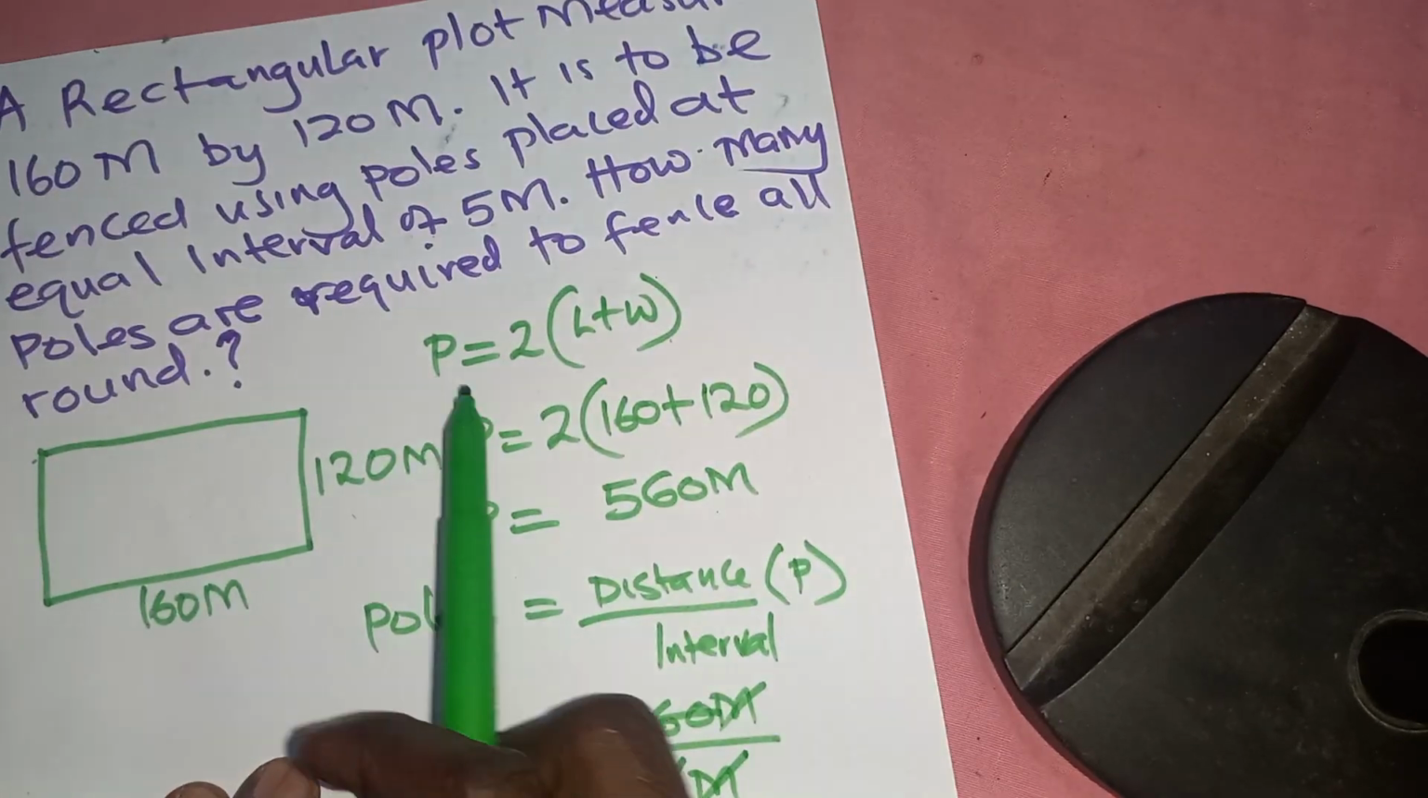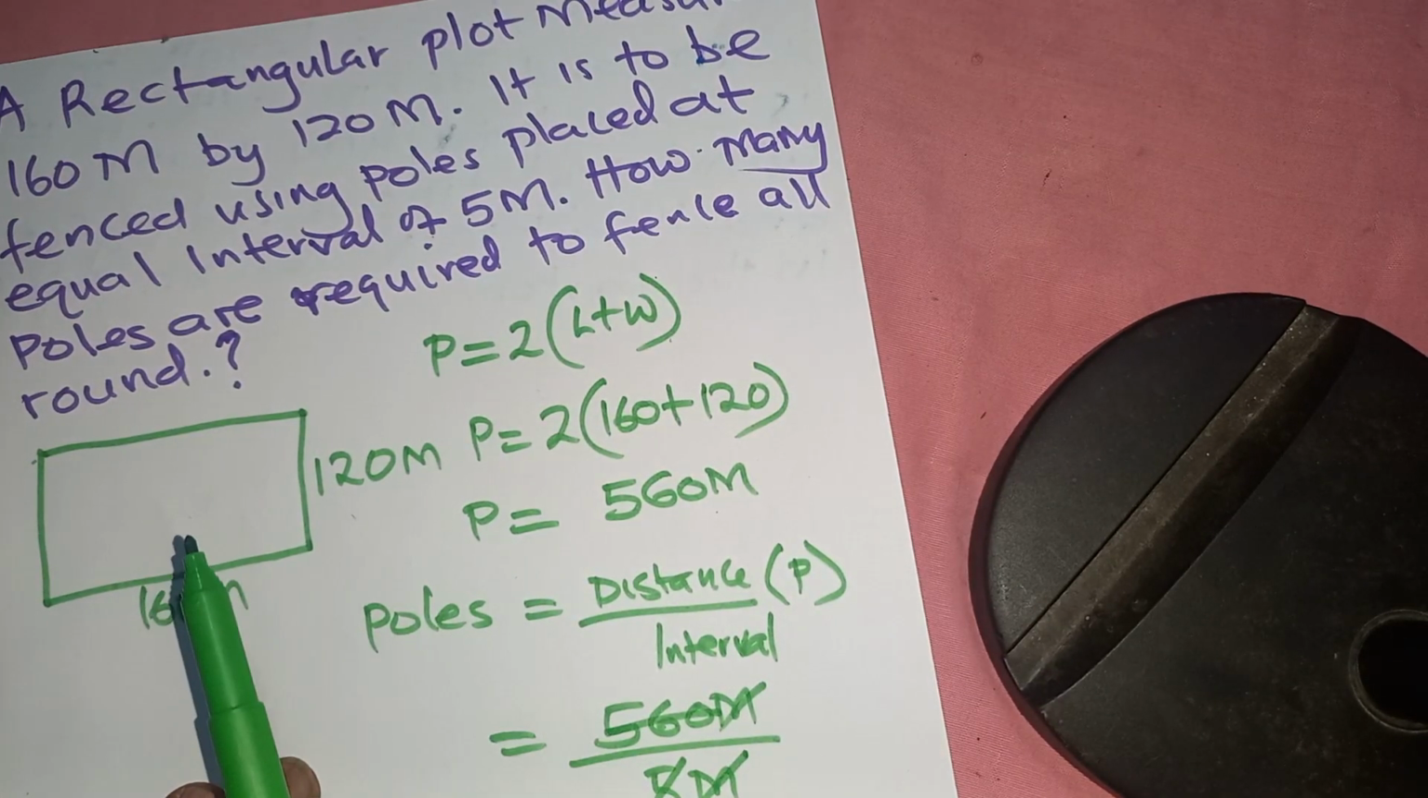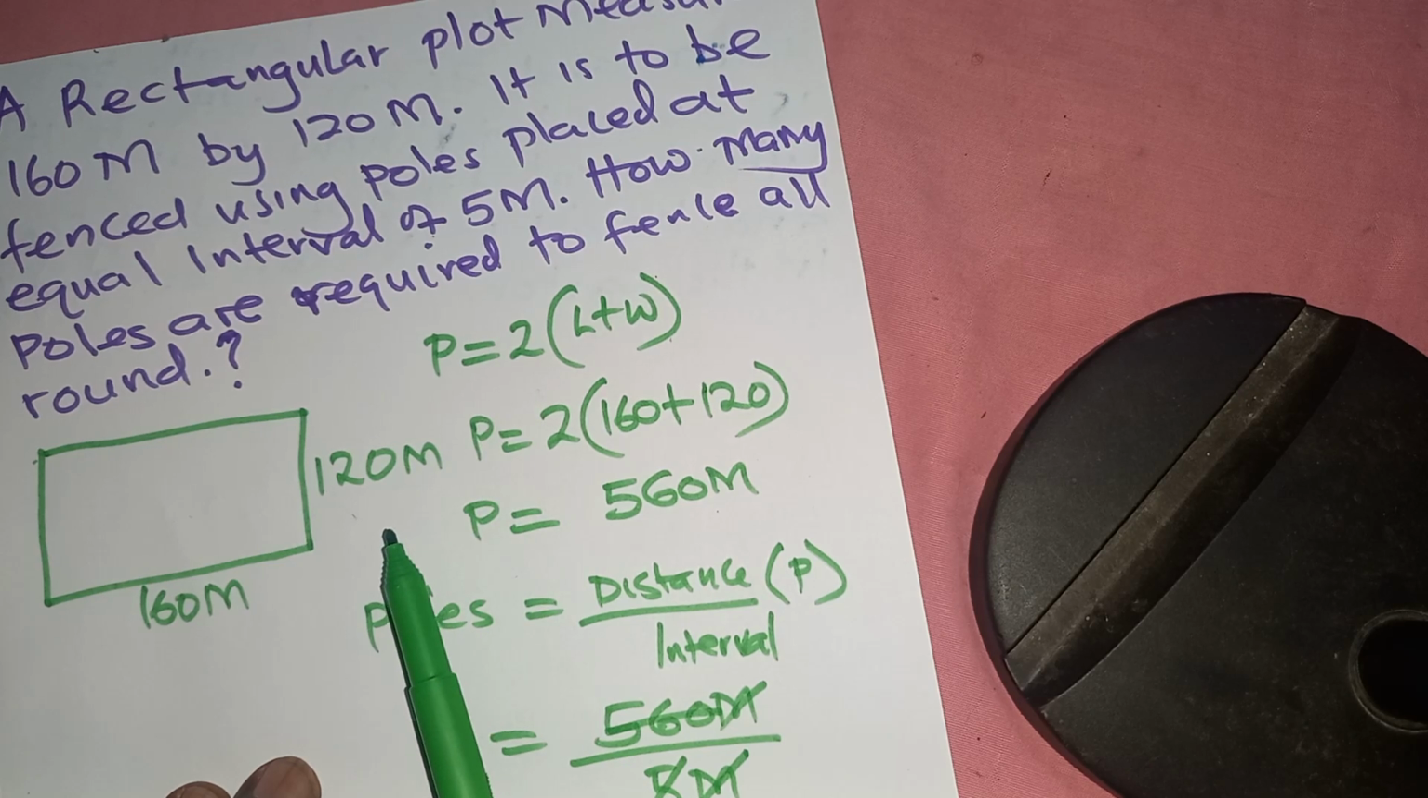So we have started by finding the perimeter. Perimeter is the distance around the plot. After you get the perimeter, you get the number of posts by dividing that perimeter by the interval.